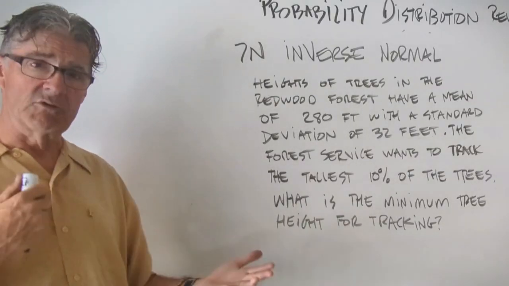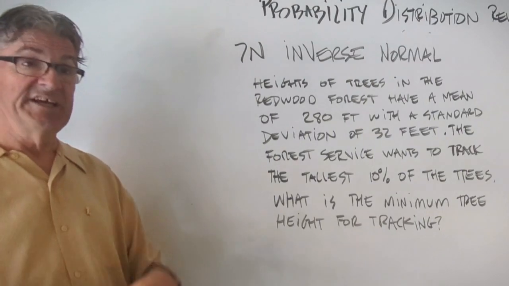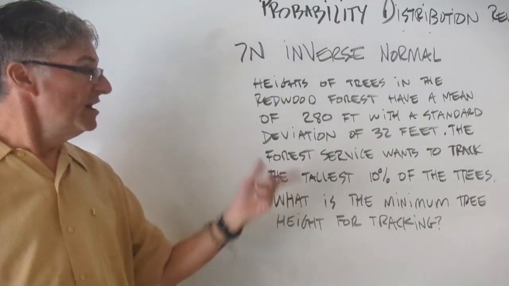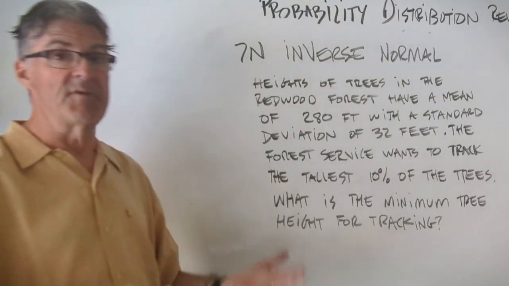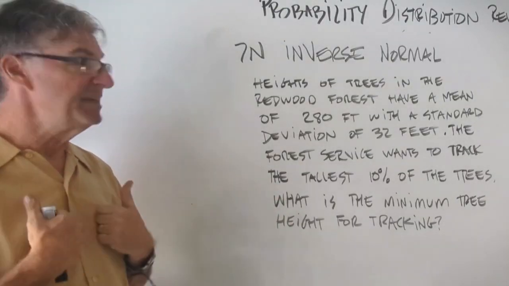So this is backwards. We're going to give you a probability and a parameter, i.e. the standard deviation and the mean. We'll give you those 2 parameters, and we're going to ask you to come up with some of the numbers that you would normally be given.